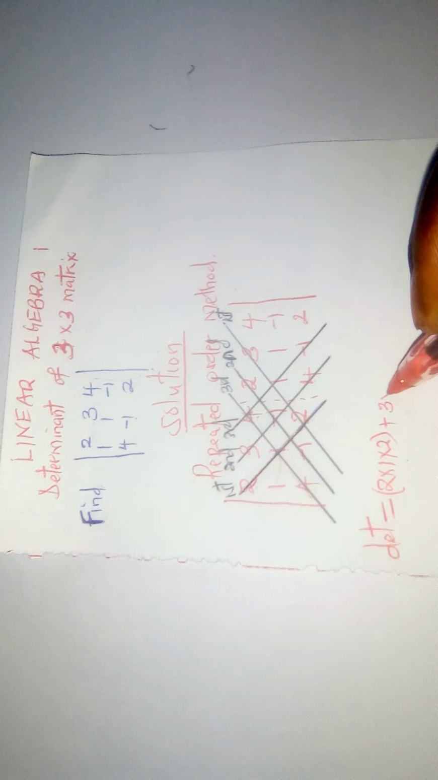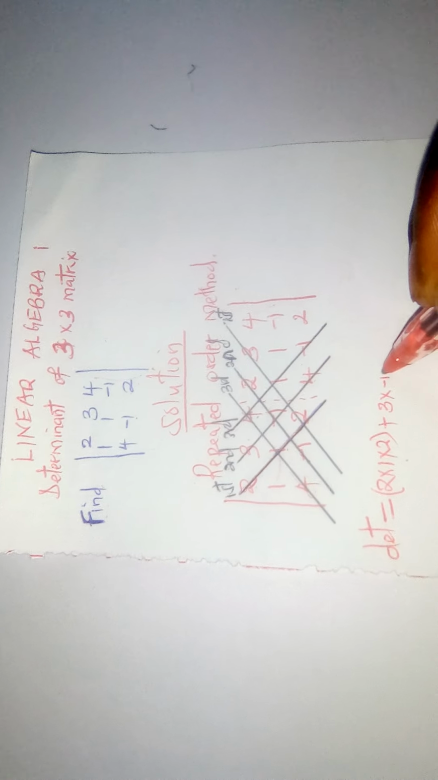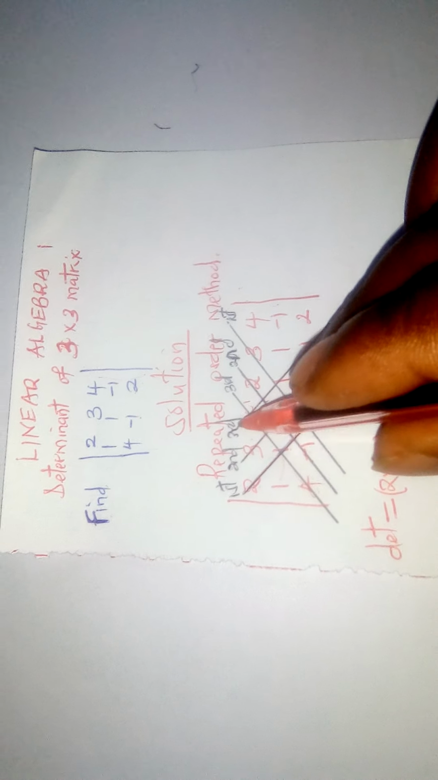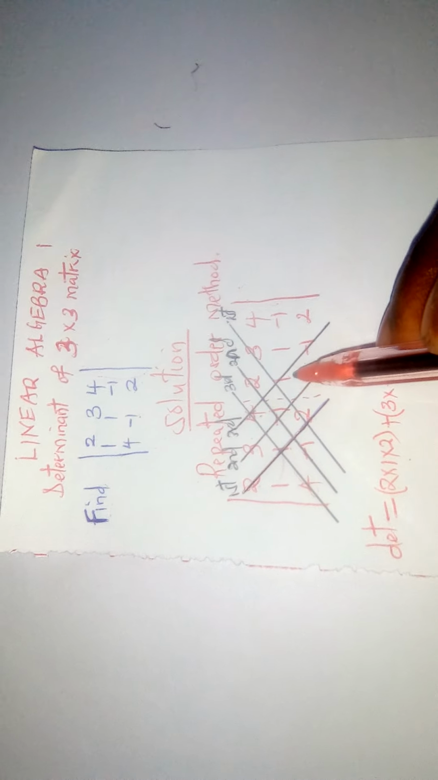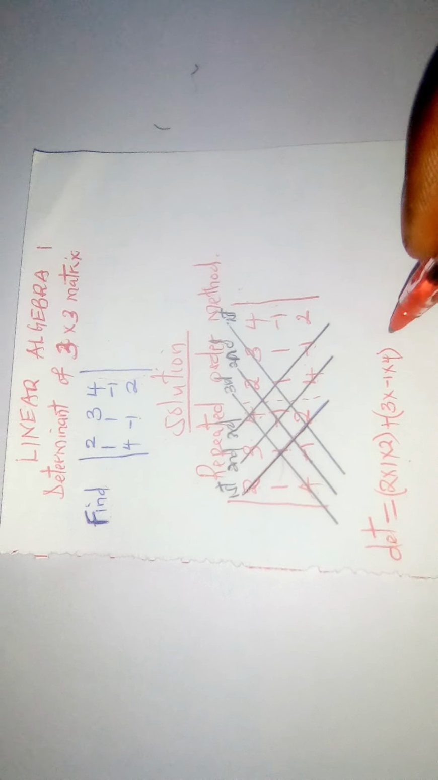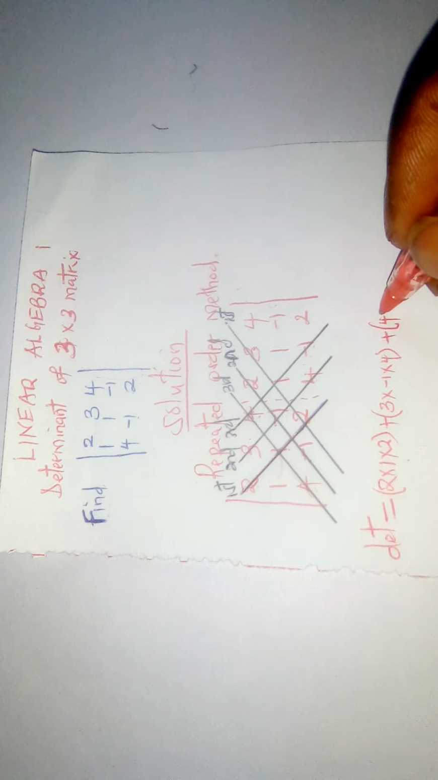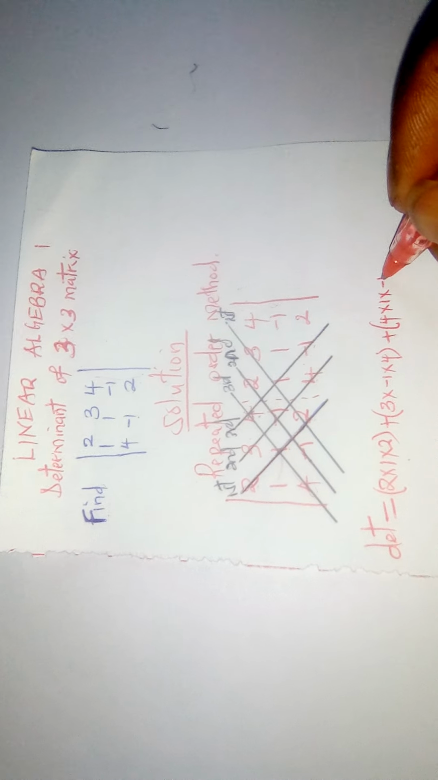Then after that, you'll move to the second diagonal, multiply. So it is 3 by -1 by 4. So I add 3 by -1 by 4. Remember, after that, you move to the third diagonal here. It is 4, 1 and -1. So it will be 4 by 1 by -1. So I add 4 by 1 by -1.